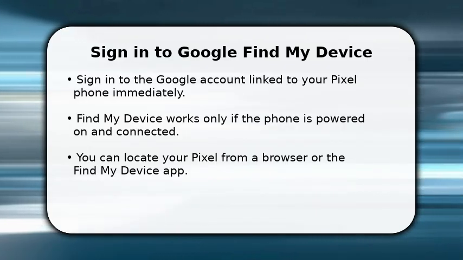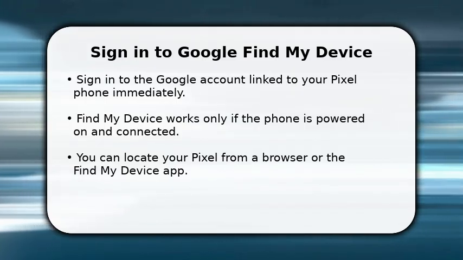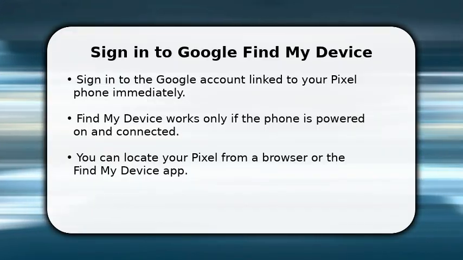The service shows your device if it is powered on and connected to mobile data or Wi-Fi. If your Pixel is offline, the last known location will display when available. Keep your account credentials ready to access the device.